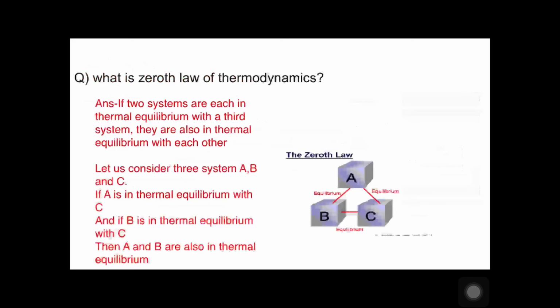Now the next topic will be internal energy, how internal energy will be changed, the first law of thermodynamics and different processes.